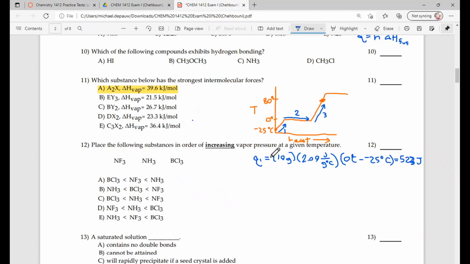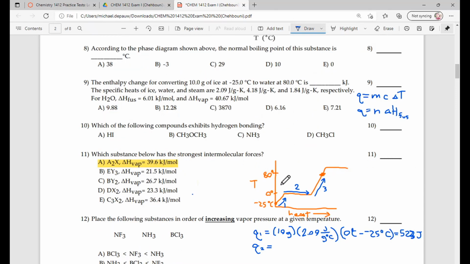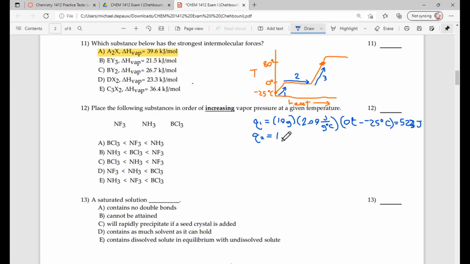Now, let's do Q2. Now, Q2 requires me to use which equation? Second one. Now, I don't actually have the moles of ice. I have 10 grams. So I'm actually going to go ahead and do this. I'll take my 10 grams of water, and I will go ahead and convert the 10 grams to moles by using the molar mass of water, which is about 18 grams. 18.0 grams of water is equal to 1 mole of water.